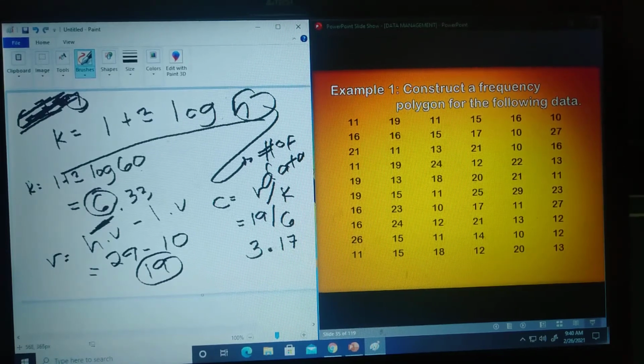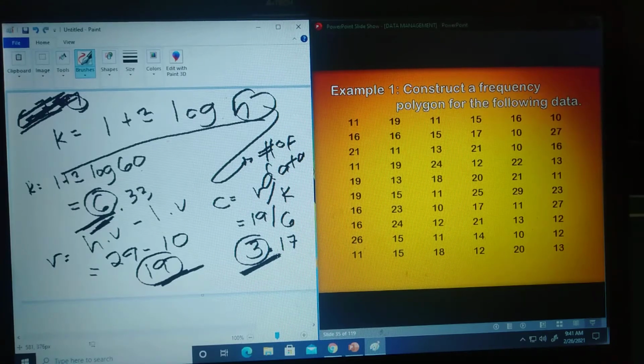Since estimate lang ang ginagamit natin, kunin mo na lang ito. Just get the whole number. Kung pwede siyang i-round up yung whole number, okay, sige. I-round. Pero pag hindi, just copy the whole number. So, ito na yung mga details natin. We have 6, we have 19, and we have 3. Gets? I hope you get it.